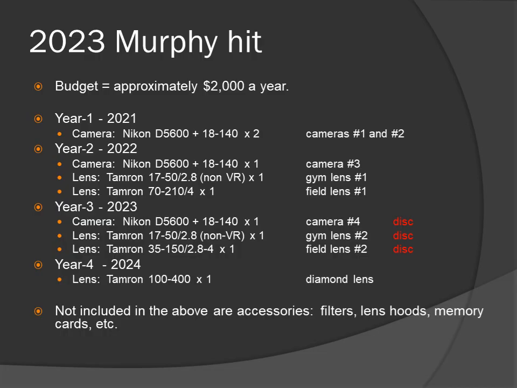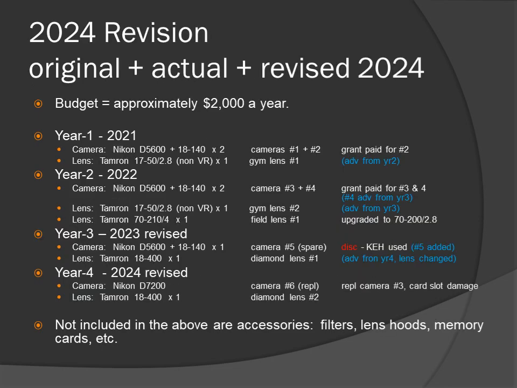In 2023, Murphy's law hit. Look at year 3. All 3 items in year 3 were discontinued. So now it's like, oh darn, what the heck do we do? 2024 revision. Original budget plus the actual plus the revised of 2024.